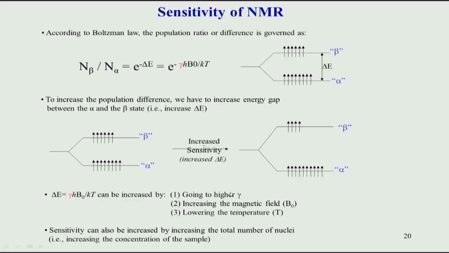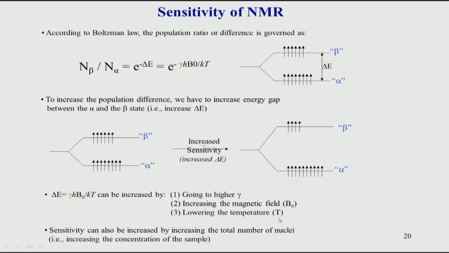For example, the highest gamma in the whole of the periodic table, which I showed you, is the proton. So, obviously, the proton is the most sensitive nucleus which can be studied in NMR. Magnetic field is something which is in our control, we can increase it. If you go to higher and higher magnetic field, you can actually increase the sensitivity, and we will see later how important this is, and it also contributes to the resolution of the spectrum.